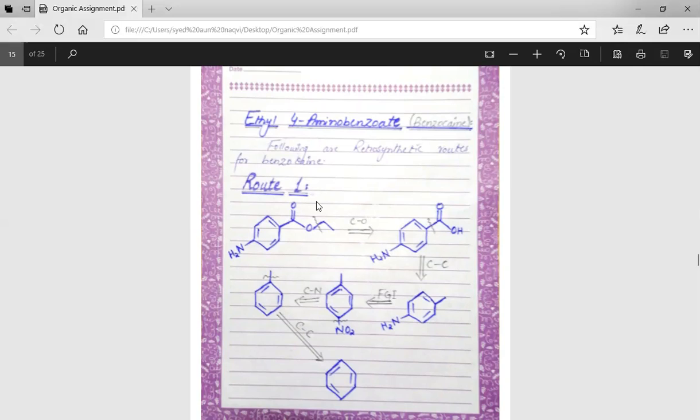Route one: sorry, I would like to discuss the structure first. This is the structure of benzocaine, ethyl 4-aminobenzoate. When the carbon-oxygen bond is broken here, we will obtain aminobenzoic acid. When we perform the disconnection between carbon-carbon, the carbon of benzene and the carbon of the benzoic acid group, we will have toluene.